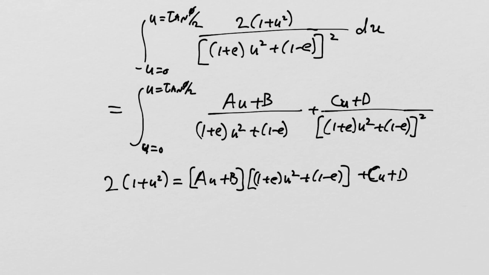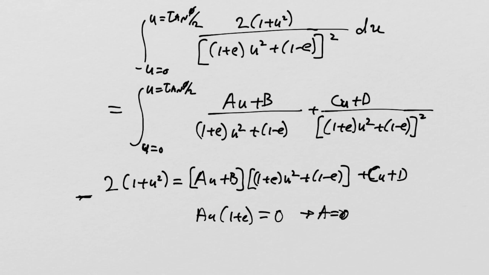So, for example, the u to the third power term has to be 0. And the only third power term is au times 1 plus e u squared. So we learn right away that au times 1 plus e must equal, well, there's no term over here, so that's got to equal 0. So that immediately implies that a equals 0. That was easy.